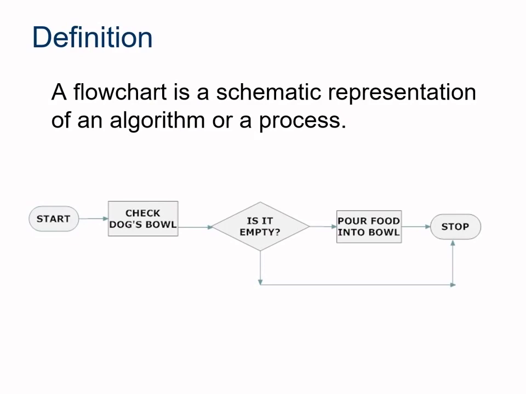For example, an algorithm for reducing a mathematical expression could be: first perform the operations contained within the parentheses, then calculate the exponent if there is one, next multiply and divide from left to right. Finally, add and subtract from left to right. That is an example of an algorithm for a process that you're already familiar with. Here we have a very simple flowchart that might show the steps in feeding a dog.